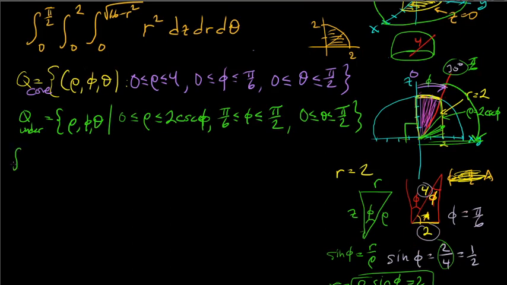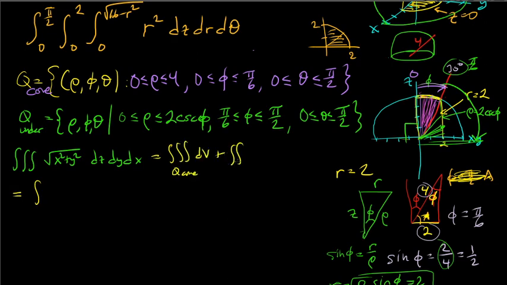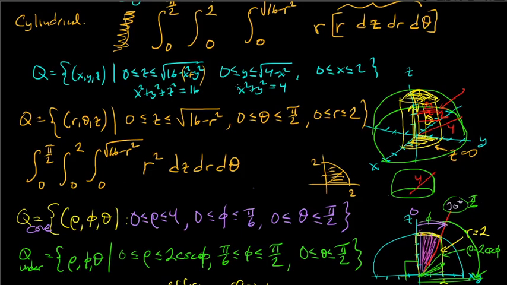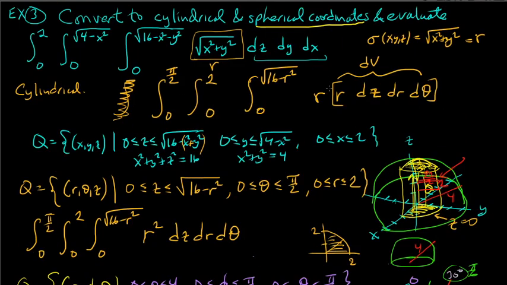So maybe just as a reminder, let's write this out. We're integrating the square root of x squared plus y squared. Originally we had dz, dy, dx. But now we need to write this in terms of rho, phi, and theta. The way we're going to do it is we're just going to integrate over the cone part plus the part underneath the cone. Oh, and don't forget the r in here. Remember from cylindrical, we need the r, that's the square root of x squared plus y squared, right?